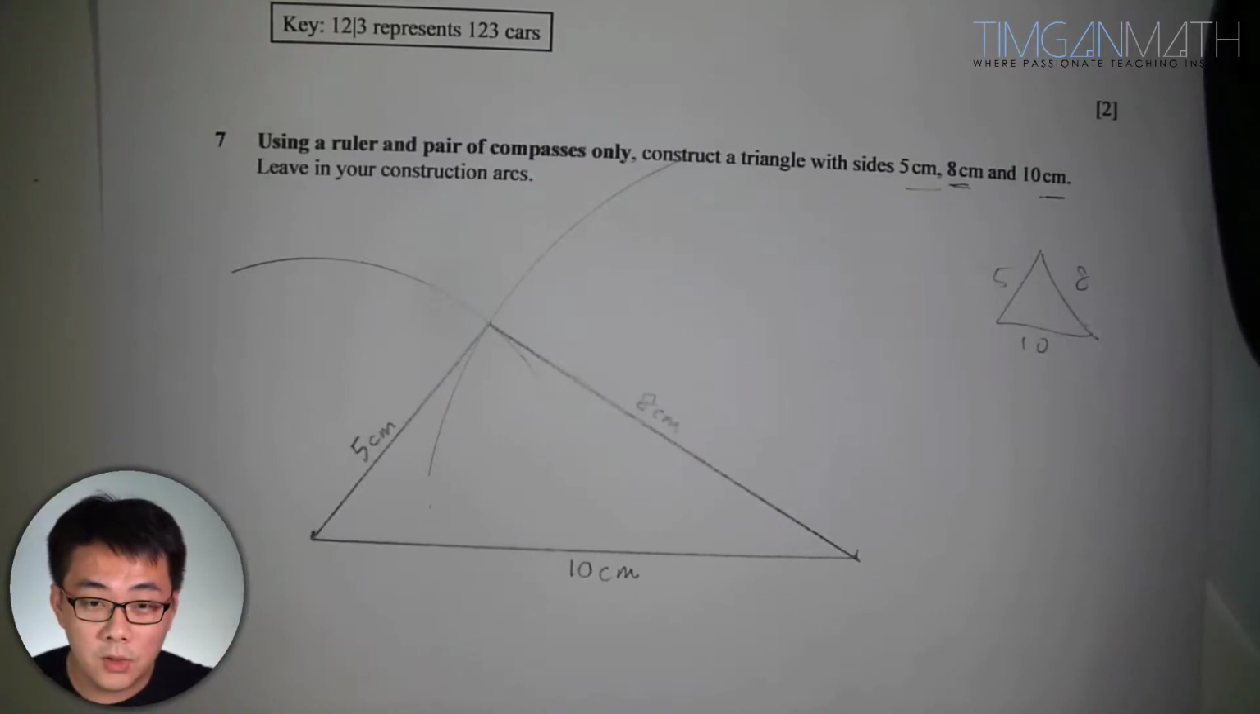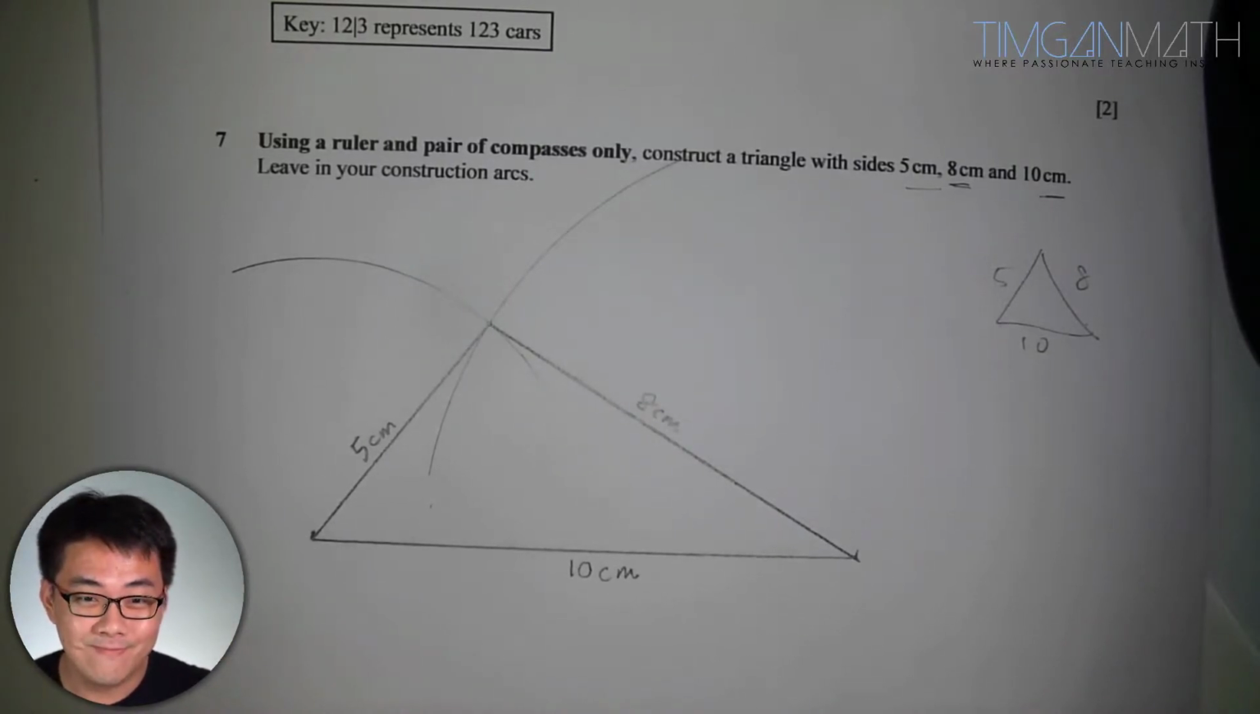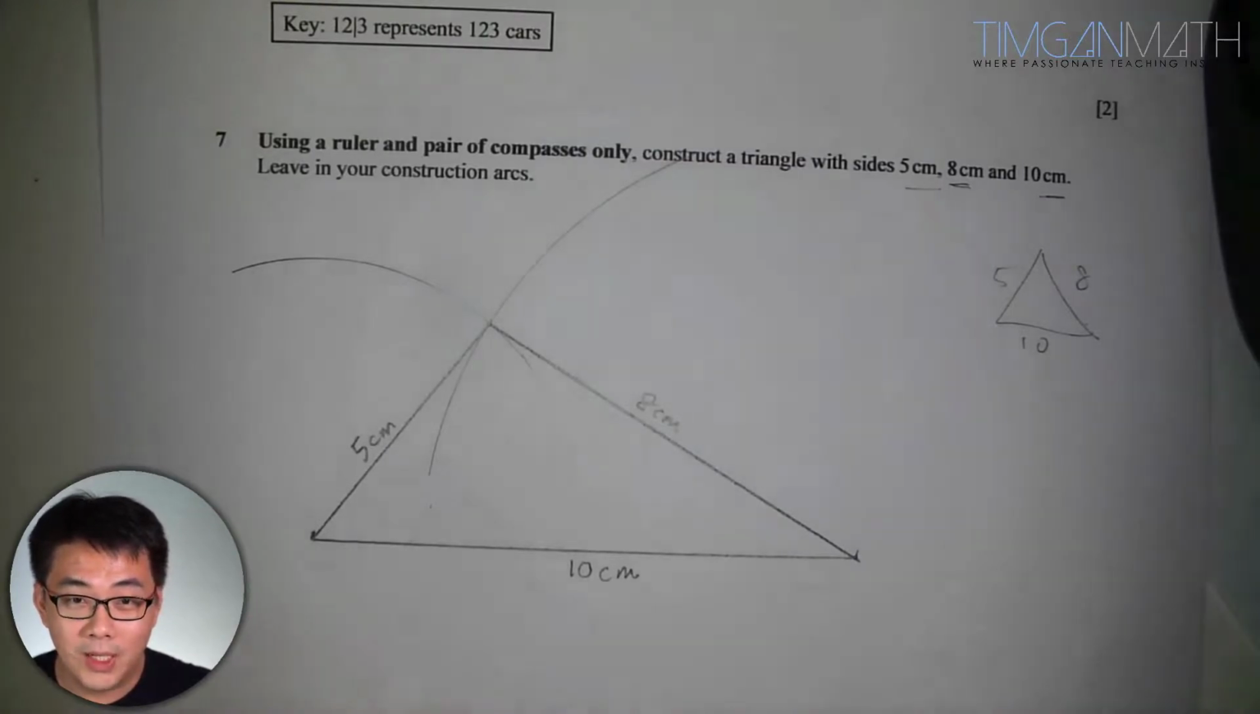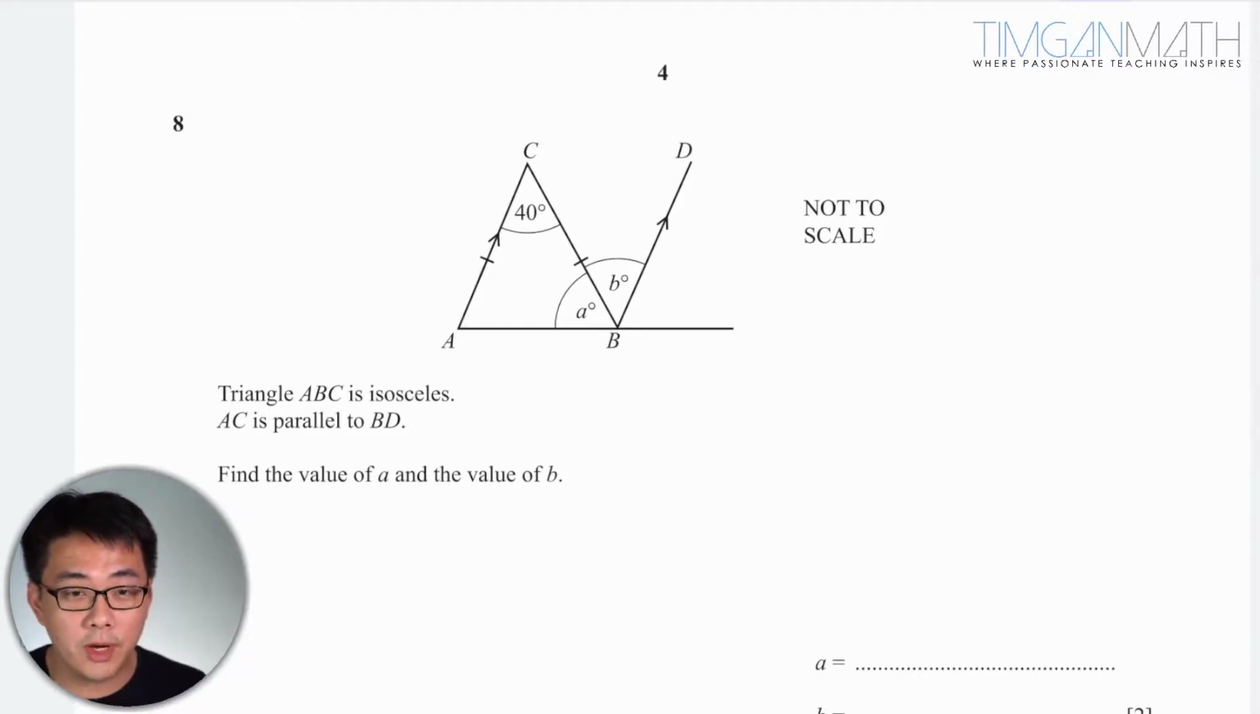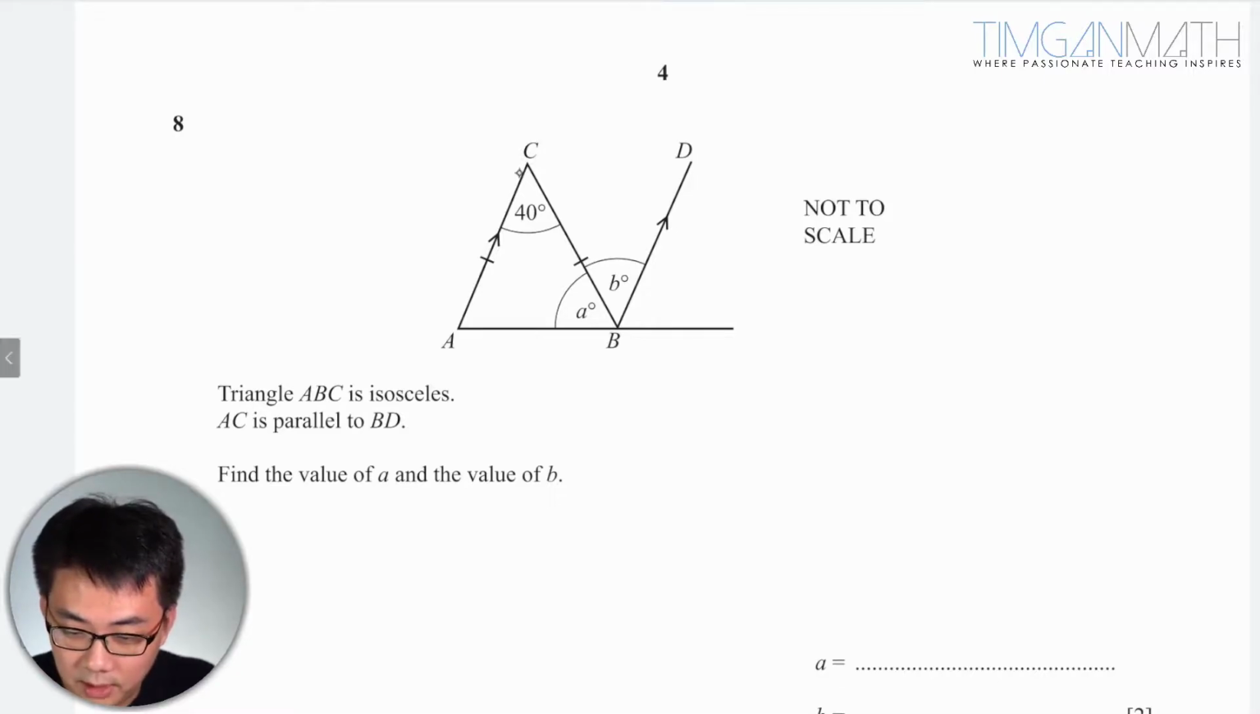Okay, so yeah, I'm gonna leave this blank. Let's look at the next page here. So triangle ABC is isosceles. AC is parallel to BD. So I'm just gonna highlight this. AC is parallel to BD. And find the value of A and value of B.